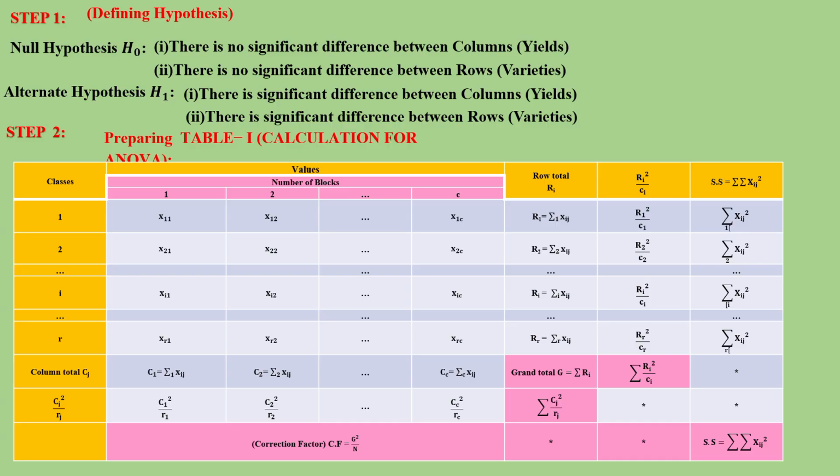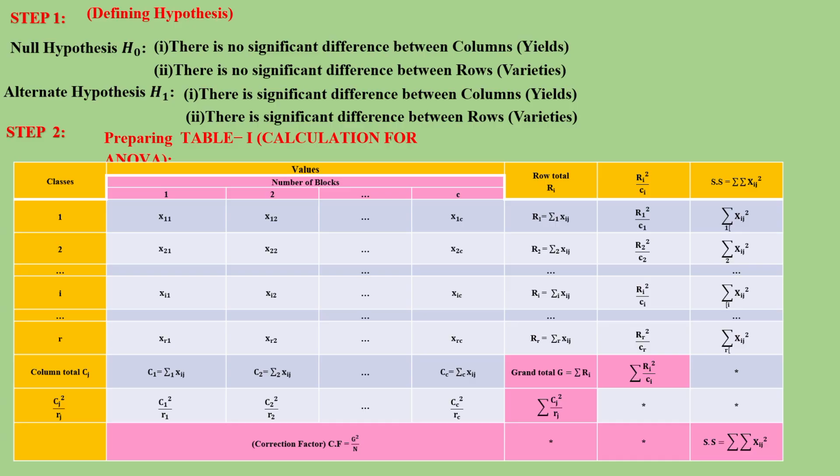Next, summation of Ri square by Ci. So R1 square by C1, etc. You have to find each row wise. Then adding all of them, you will get summation of Ri square by Ci. Similarly, you have to find Cj square by Rj. For each column, you have to find C1 square by R1, C2 square by R2, etc. Add up all those things, you will get summation Cj square by Rj, right?